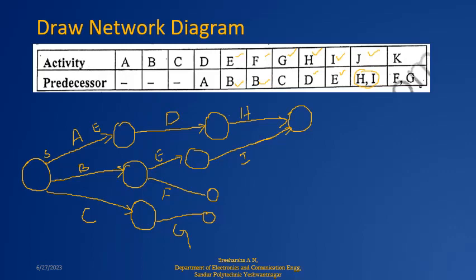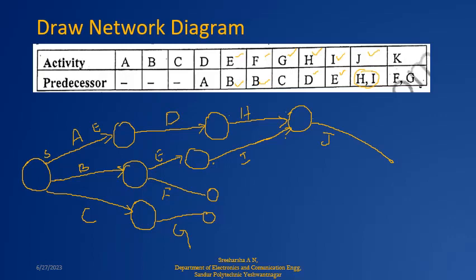See, H starts here, ends here. I starts here, ends here. After this, what is happening? So J is starting and ending at one point. So this is my J. Now, please observe the same condition here. So I have just taken two small nodes.